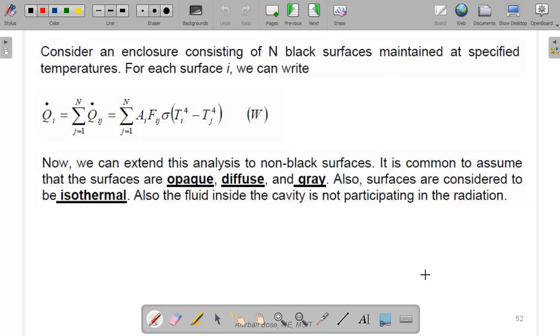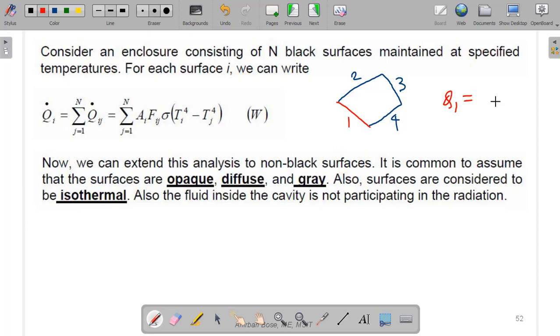Now consider an enclosure consisting of n black surfaces. That means now we are considering a situation where it is not two surfaces only. Let us consider this is one surface, there is another surface, and another, and it will form an enclosure. So the surfaces are say 2, 3, 4 like that. Let us consider this is surface 1, and we are interested to know the net heat transfer from 1.